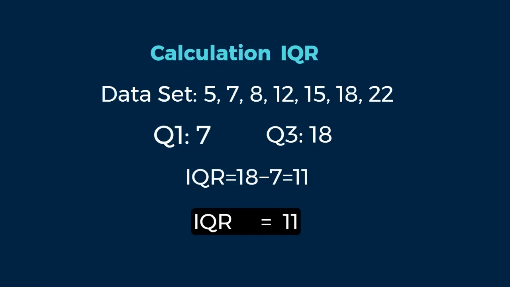The IQR of 11 tells us that the middle 50% of the data is spread across 11 units. This measure is useful for understanding the range of the central portion of the data and can help in identifying outliers. In summary, the interquartile range measures the spread of the middle 50% of the data. By determining the first and third quartiles and subtracting them, we calculated the IQR to be 11 in our example. This helps us understand the central spread of our data.